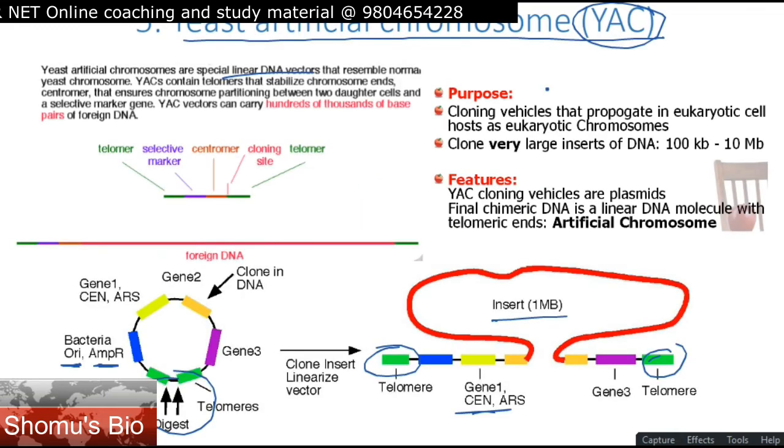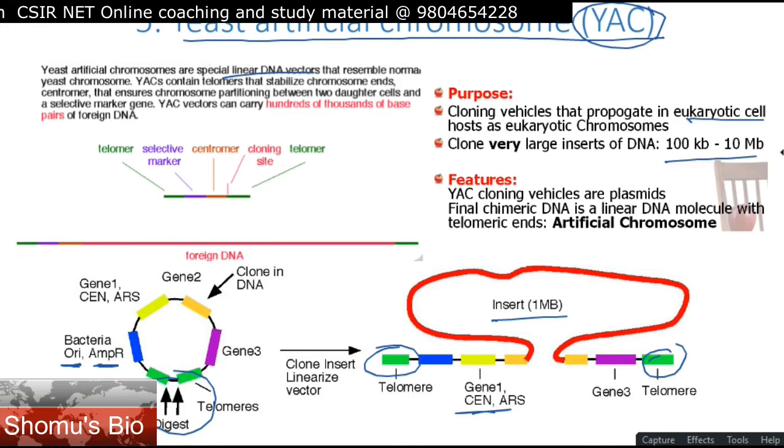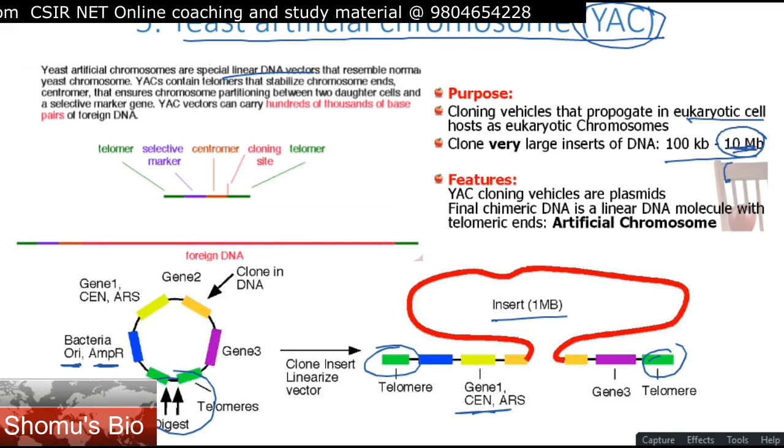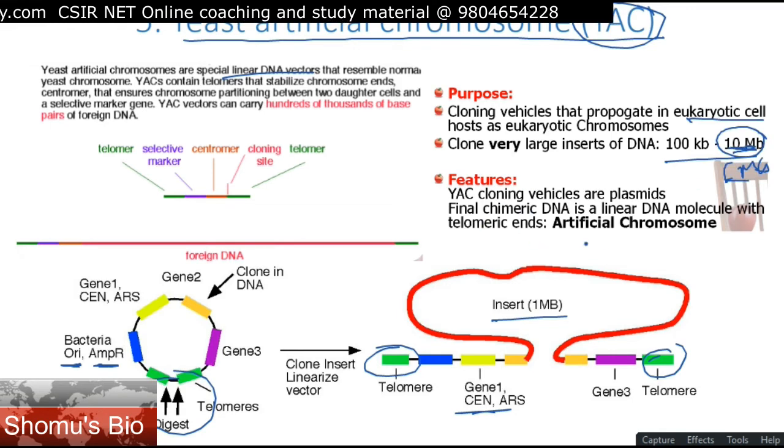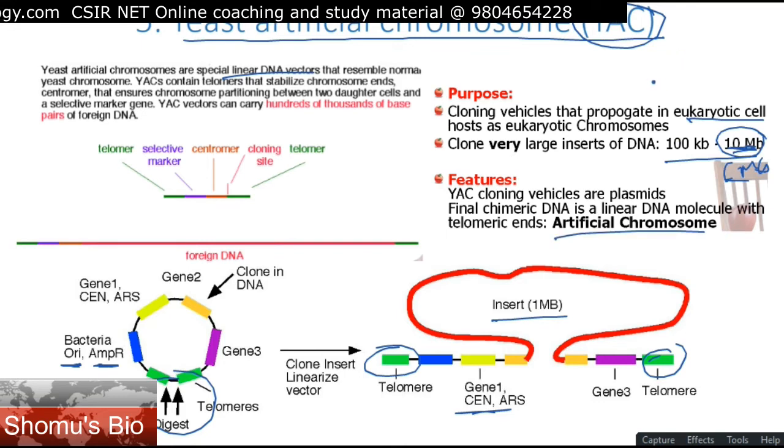Now we all know that the purpose of using a yeast artificial chromosome is to clone inside the eukaryotic cell, and to clone very large fragments of DNA up to 1 MB. Also, the feature they have is acting as an artificial chromosome inside the eukaryotic cell.